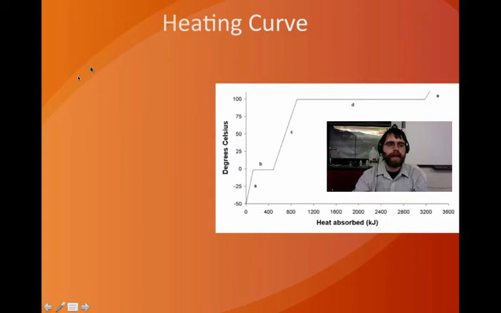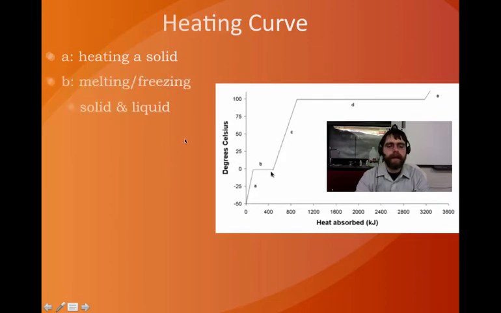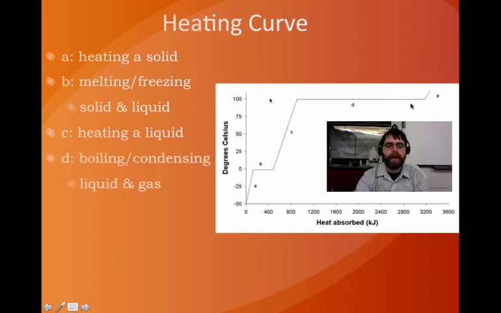Rather than labeling it like that, though, I would actually label it with the labels I have over here on the side, where A is heating a solid. So here we have a solid, we're heating it up, and then we get to the melting point, and then we have both solid and liquid. And then we get to heating a liquid, and then again we get to the boiling point where we have both liquid and gas, and then we get to where we're just heating a gas.